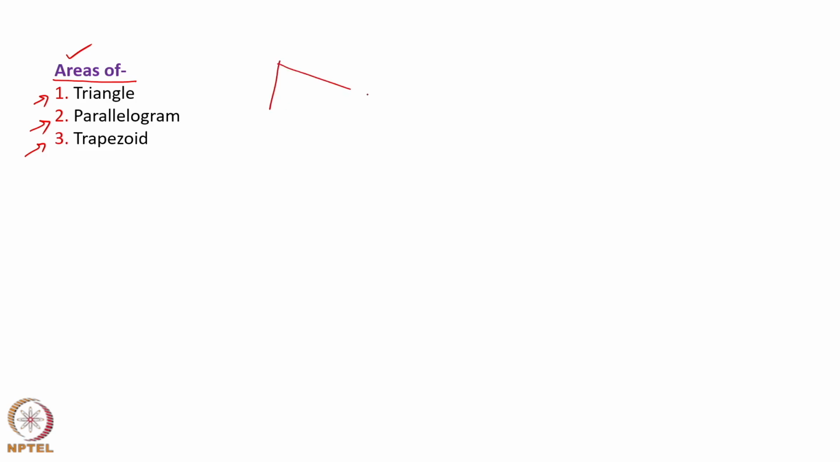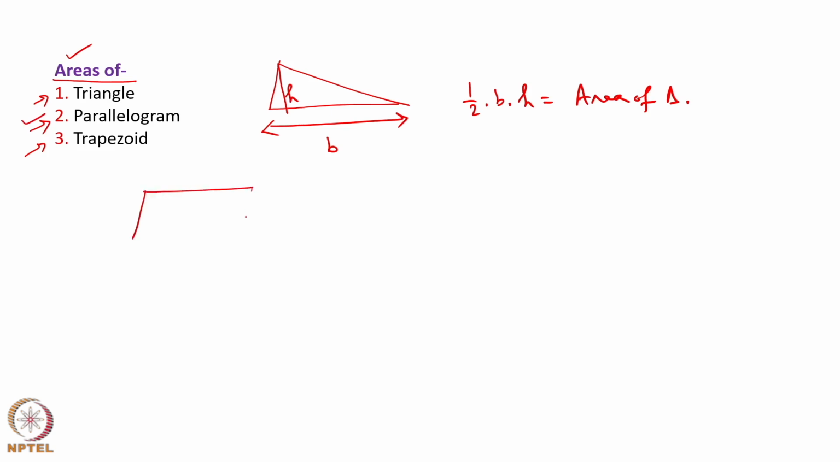In almost all our cross section balancing works, if there is an area to be measured for a triangle, then we will apply the formula half base into height is the area of triangle. There will be such requirements when we are manually balancing cross sections, triangle areas will be required, and in this way we will calculate. Let us look at the parallelogram area calculation.